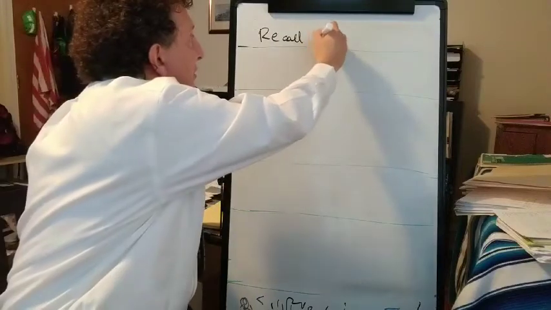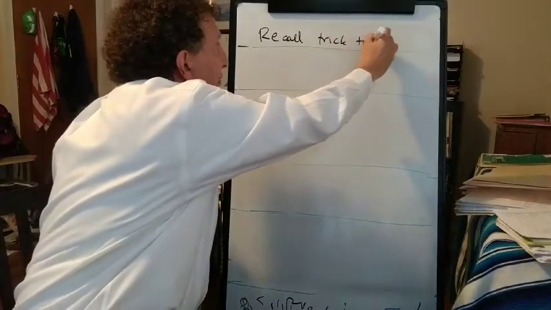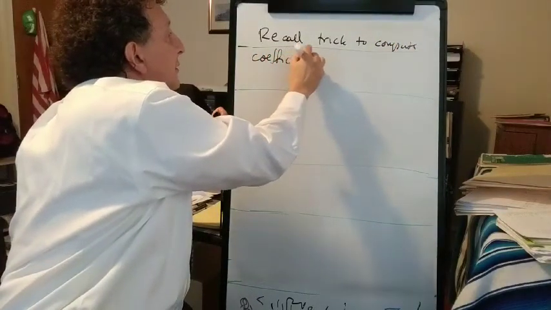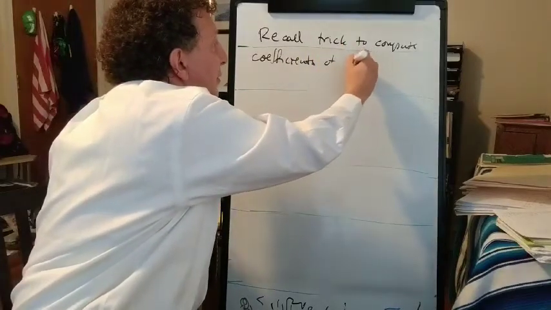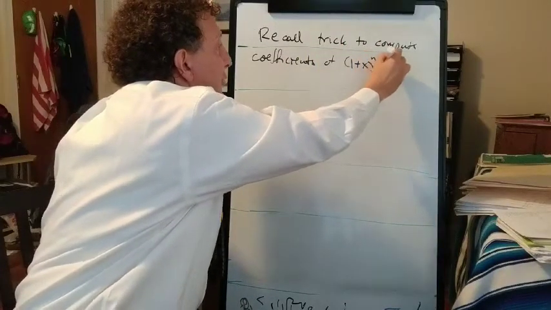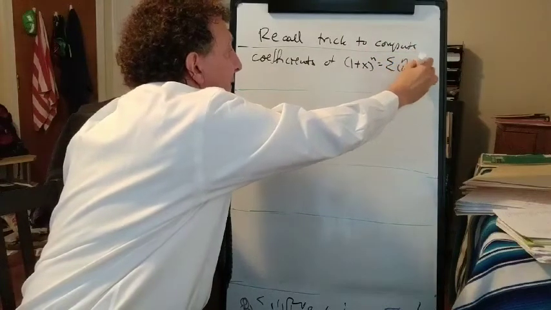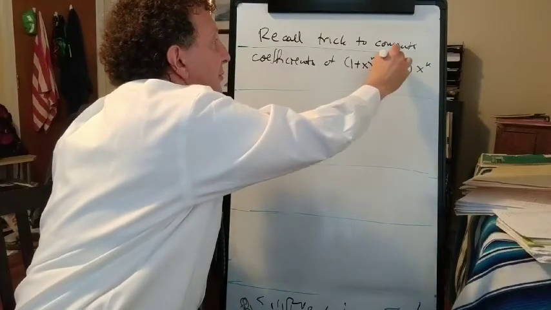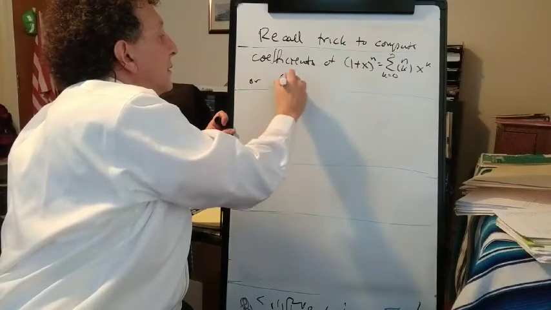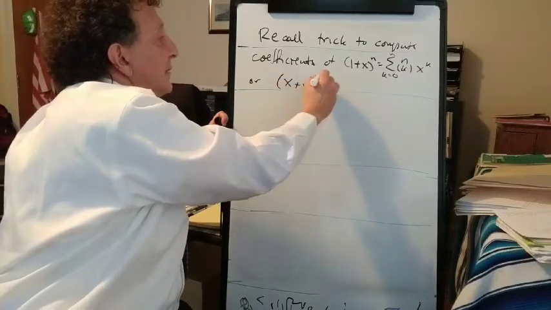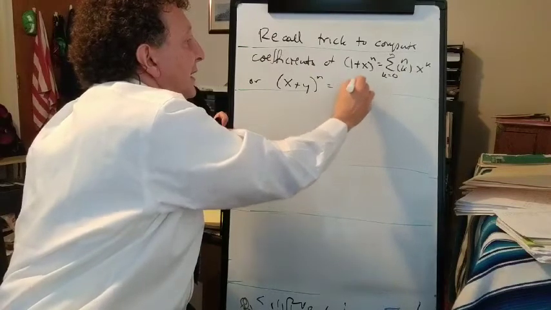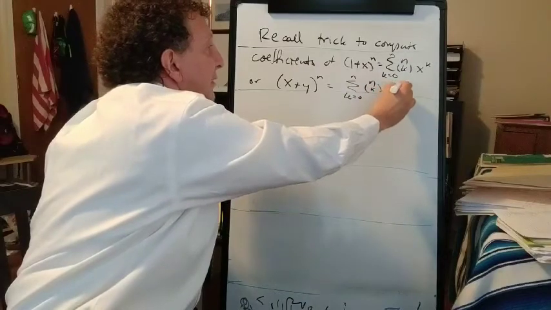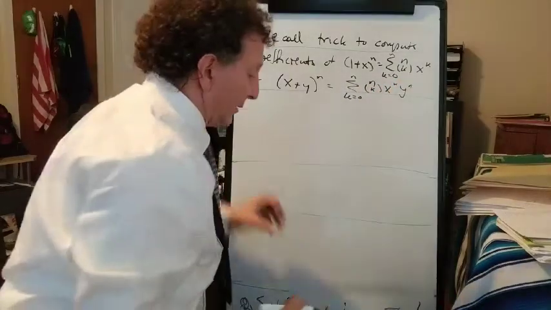So you probably used a trick to compute the coefficients of (1 plus x) to the n, which we know are n choose k next to x to the k, summed as k goes from 0 to n. Or some people memorize (x plus y) to the n equals the same sum as k goes from 0 to n, n choose k, x to the k, y to the n minus k.